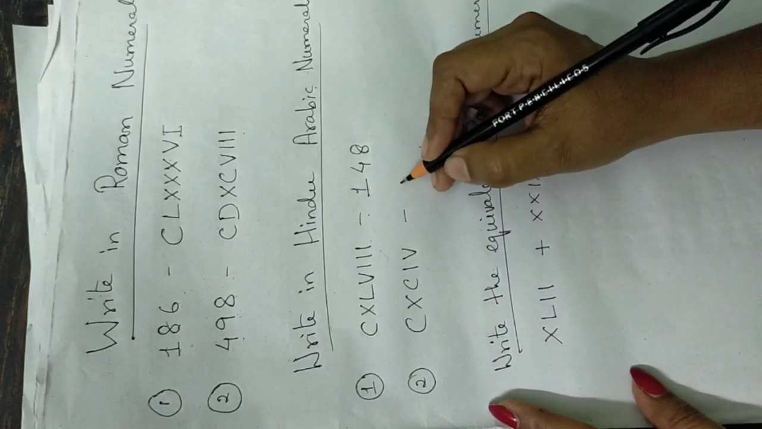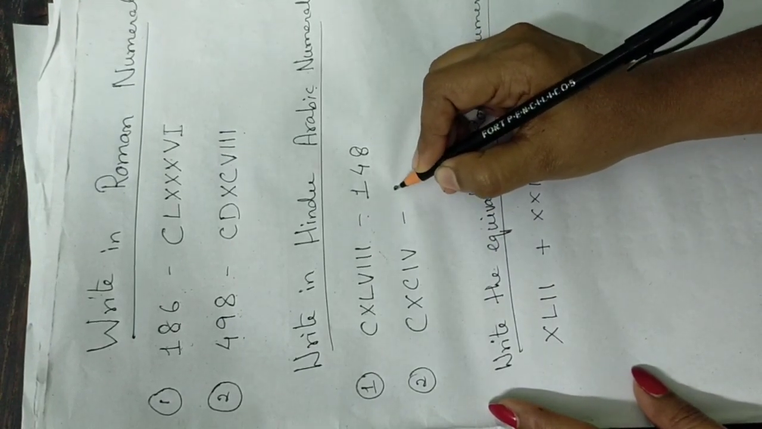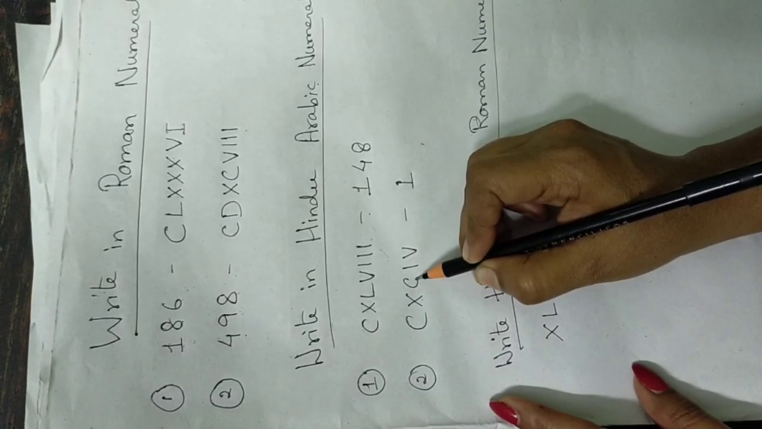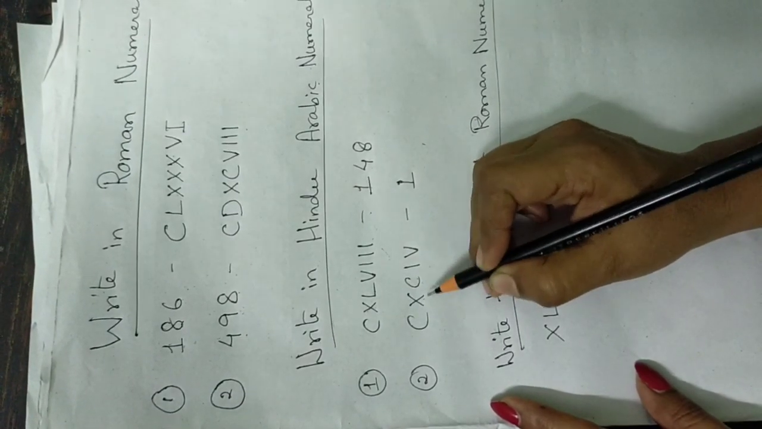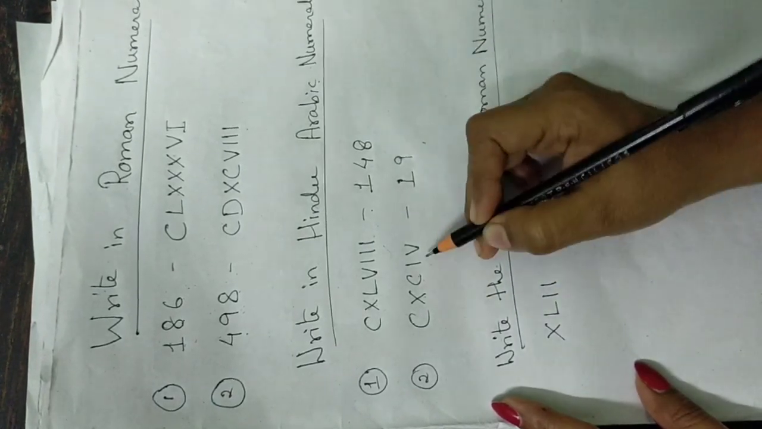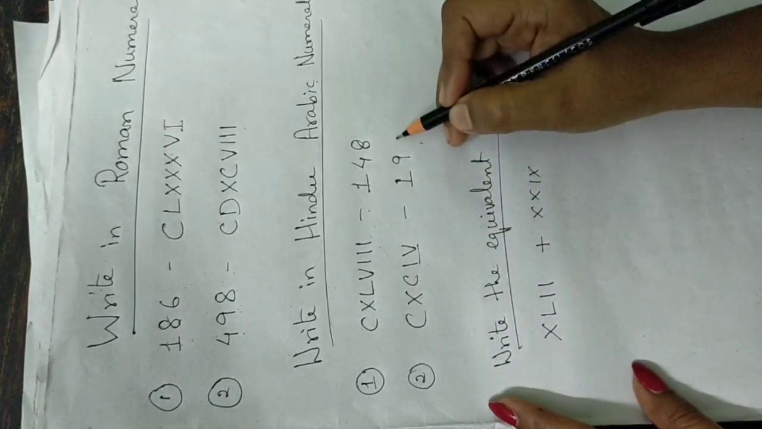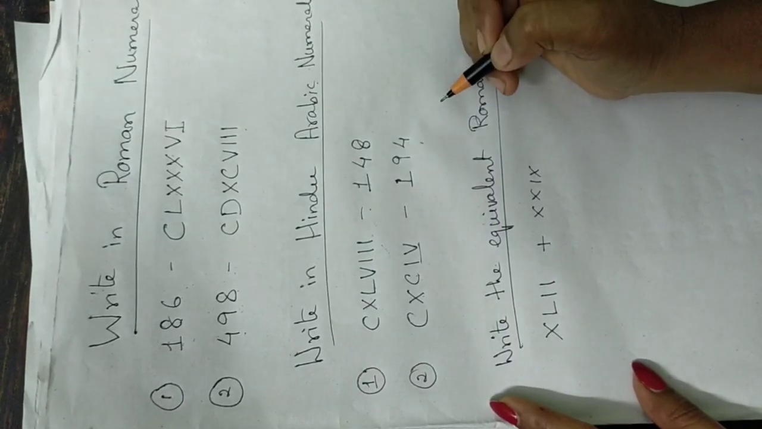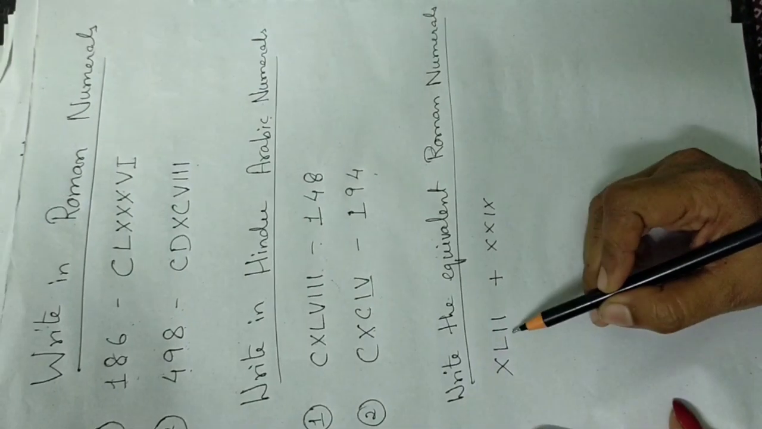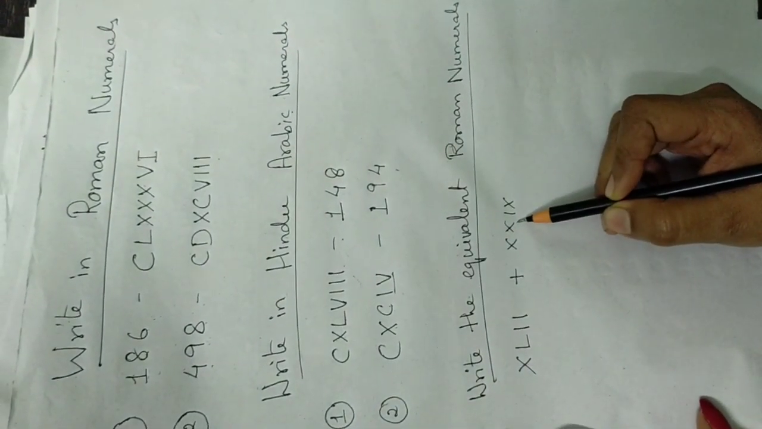Come to the next one. C means 100. XC, what does that imply? It means 10 taken away from 100. That is 90. And this is 4. So it is 194. Now suppose they ask you to do an operation with the Roman numerals.